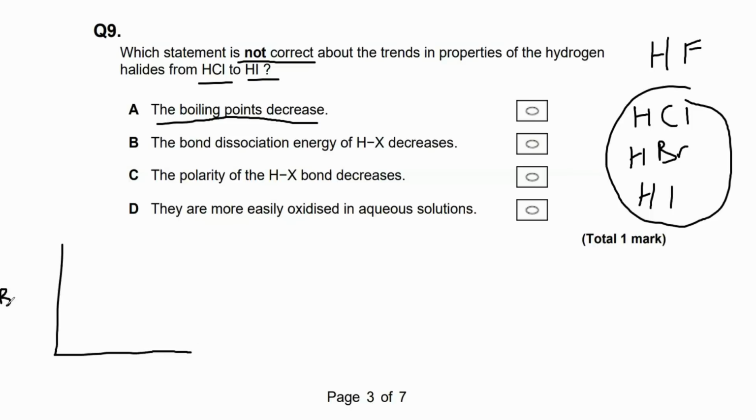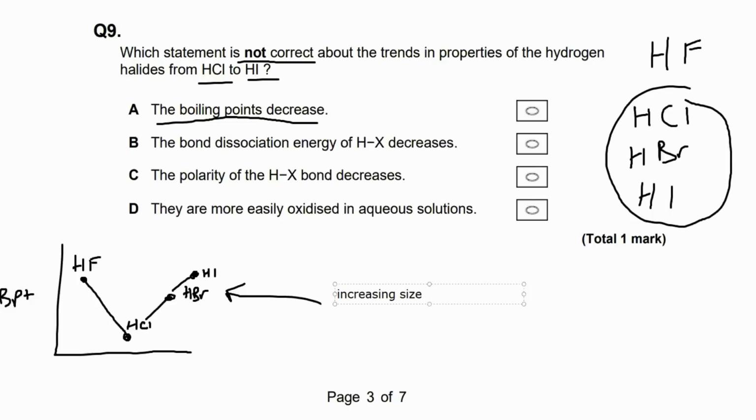Well, let's check out the boiling points. You do need to know this pattern. Hydrogen fluoride has the highest boiling point, but then we get a general increase in boiling point as we go down the group. And why is that? Well, the molecules get bigger. HI is bigger than HCl, and we have increasing size, increasing number of electrons. So we get increasing van der Waals forces, so stronger intermolecular forces. So HI is stronger.